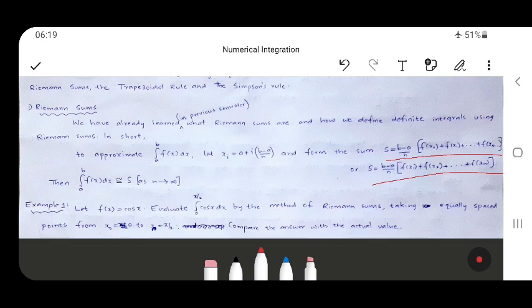So it will be (b minus a)/n, which is a common value, by 2. So (b minus a)/2n into f of x0 is once, and f of x1 is twice, f of x2 is twice, etc., f of x(n minus 1) repeated twice, and f of xn is once.